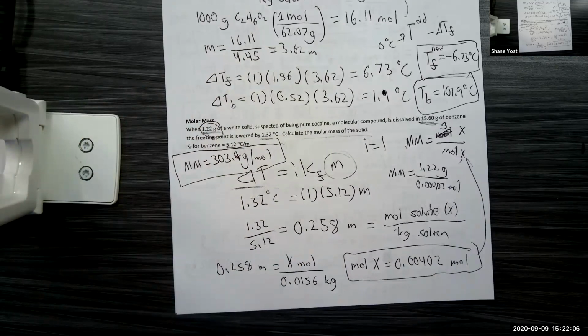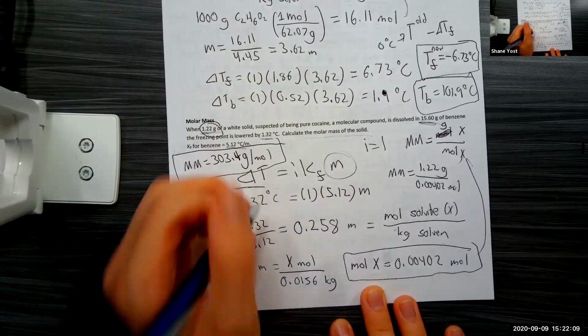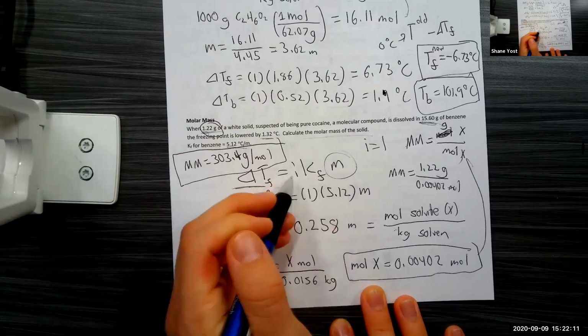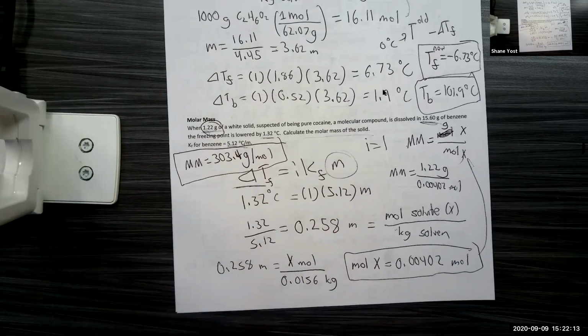Yeah. So when using this equation, delta T_f equals i K_f m, delta T is just the absolute value of what it's lowered by. Technically the freezing point decrease is a negative temperature change, but when using that equation, we're just caring about the magnitude of that change. And then when we want to calculate the new freezing point, we use the fact that the change is negative, so I take my old freezing point and subtract off the change. But for the sake of this equation, you just always use a positive number for that temperature change.